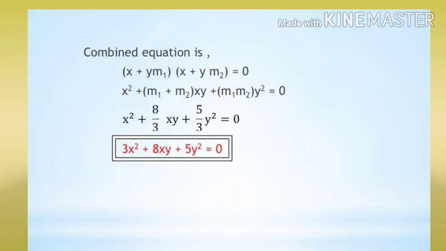So if we know the two equations of lines, we know that the combined equation is the product of the two equations. So we can see that the combined equation is (x + m1y)(x + m2y) = 0. Multiplying these two brackets, you get x² + (m1 + m2)xy + m1m2y². So we know the values: m1 + m2 is 8/3 and m1m2 is 5/3. Therefore, we get the equation as 3x² + 8xy + 5y² = 0. This is your combined equation of lines perpendicular to the given lines and passing through the origin.